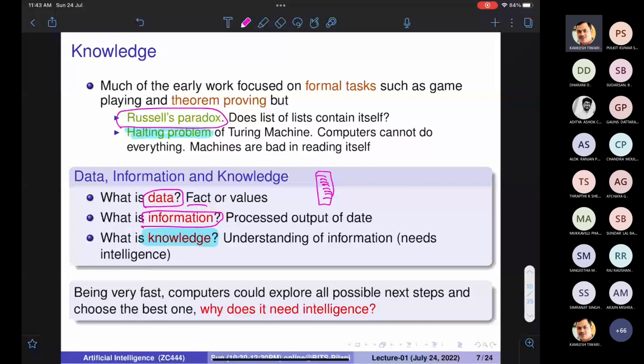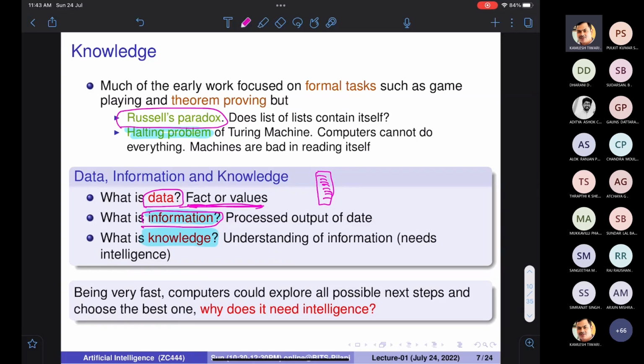So I'm asking, what is data? Data is raw fact or values. All of you agree on this? Okay, yes. Yes, everybody. Now my question is, what is information? Can you tell me what information is? Information comes out of the data.